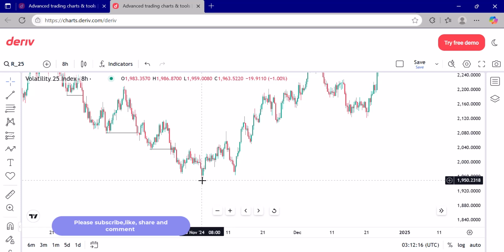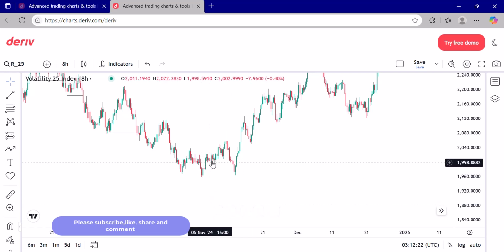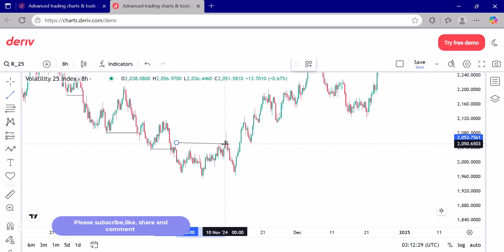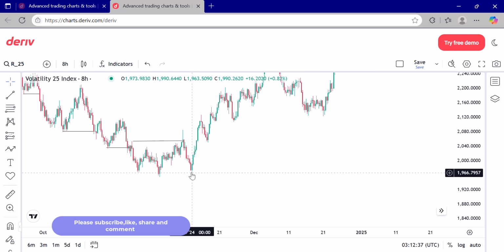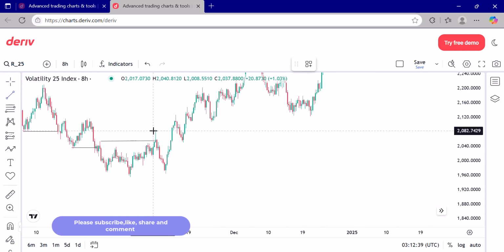After this low was broken, then we had another low. Instead of making a lower low, there was now a higher high. So there was a break of structure to the upside. That's a higher high. And this is a higher low. After this higher low, there was a break of structure to the upside.